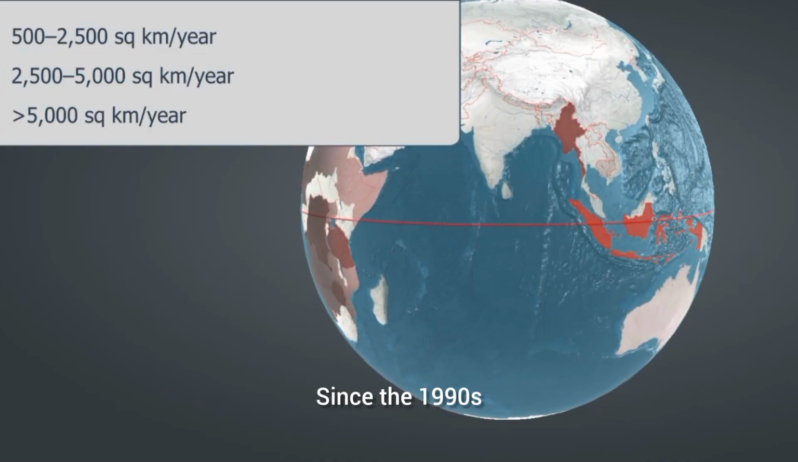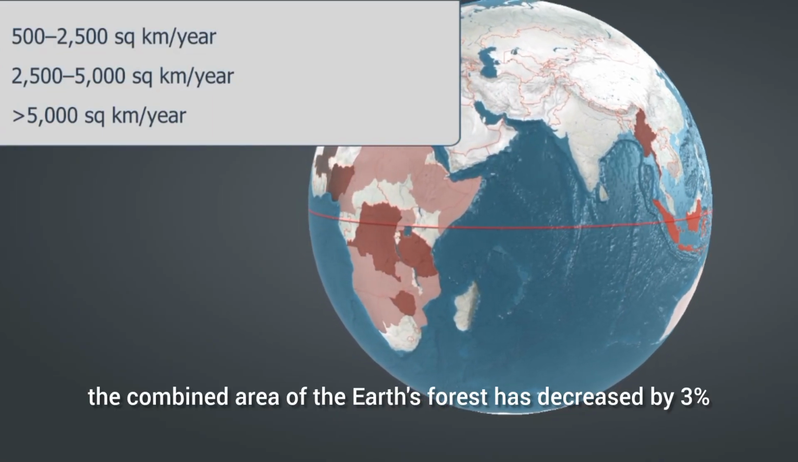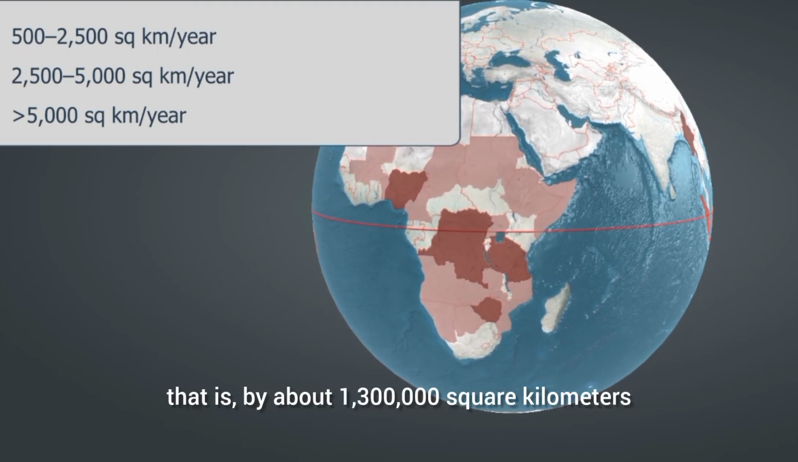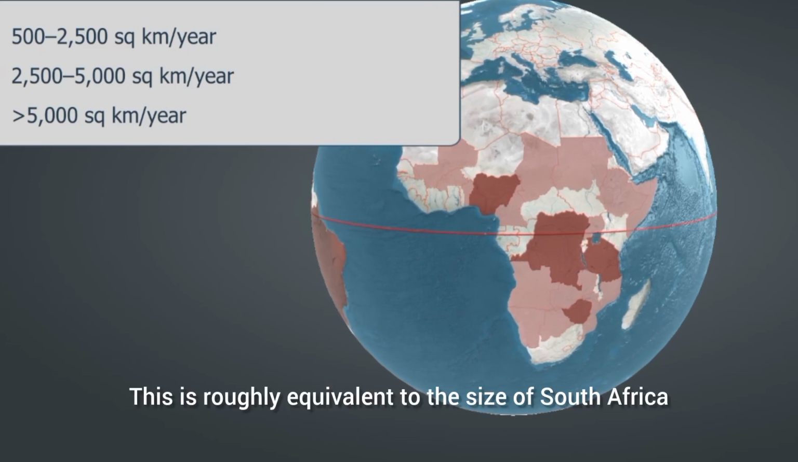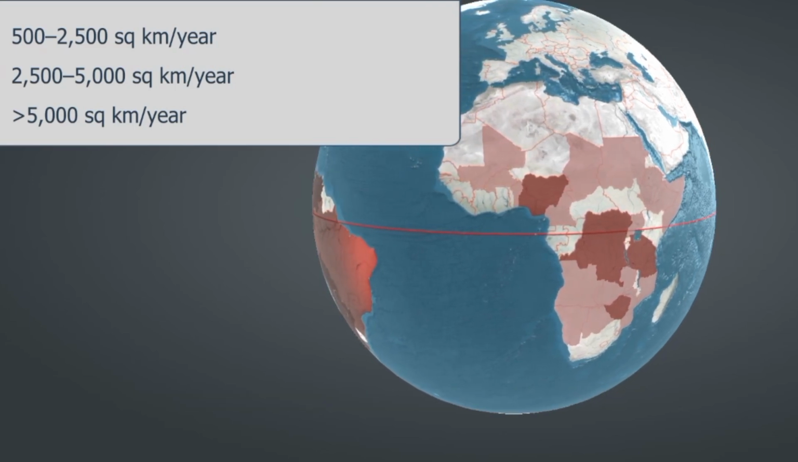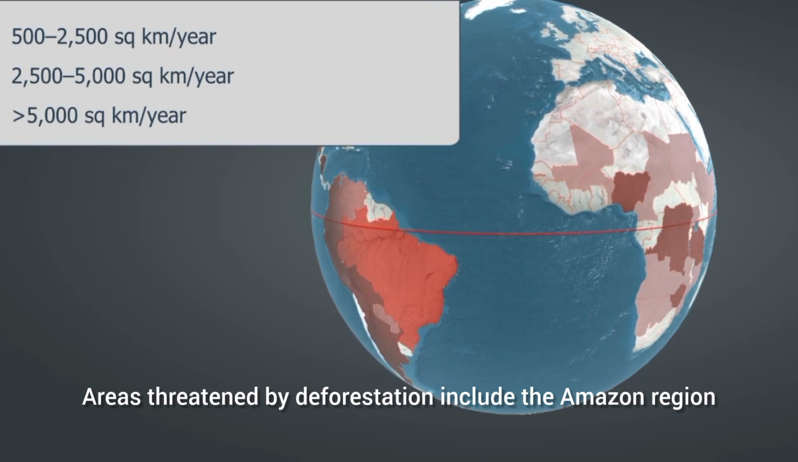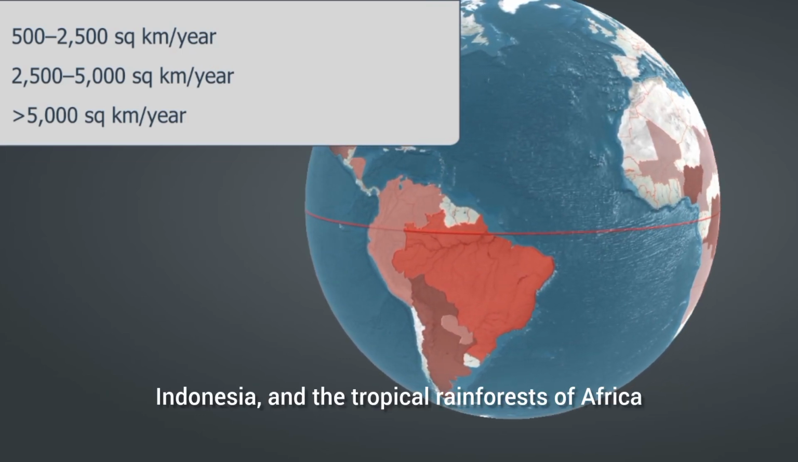Since the 1990s, the combined area of the Earth's forest has decreased by 3%. That is, by about 1,300,000 square kilometers. This is roughly equivalent to the size of South Africa. Areas threatened by deforestation include the Amazon region, Indonesia, and the tropical rainforests of Africa.